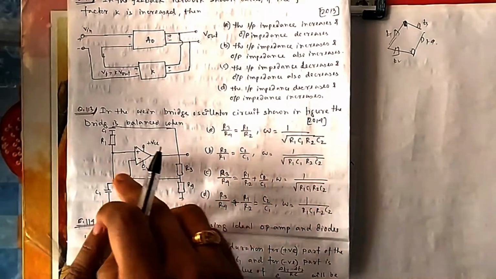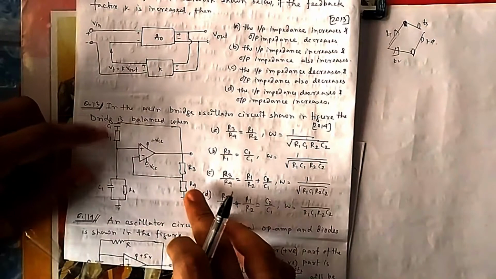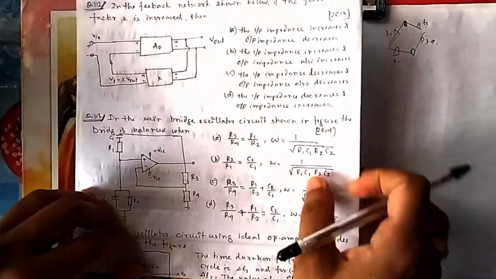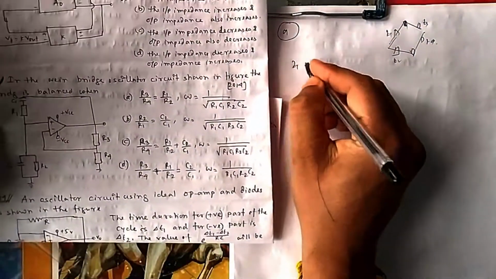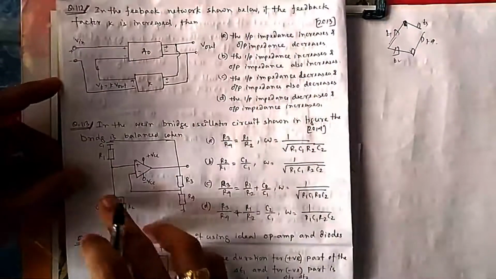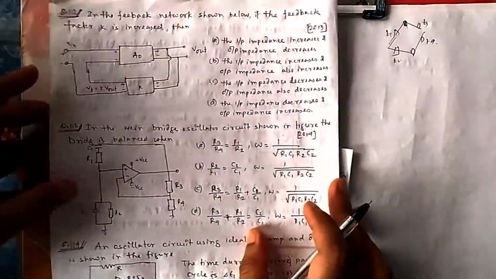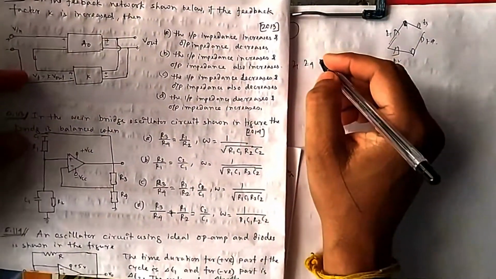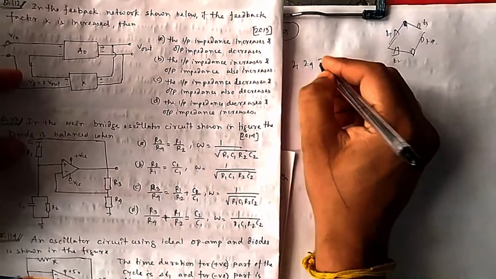So for balancing, again the same condition: Z1 Z4 should be equal to Z2 Z3. So what is your Z1? This is the condition Z1 Z4. This is my Z1, Z2, Z3, Z4. Okay, so Z1 Z4 should be equal to Z2 Z3. That is the balancing condition.